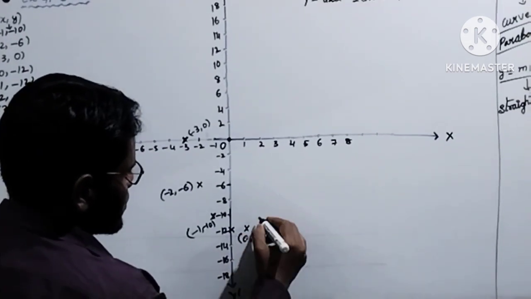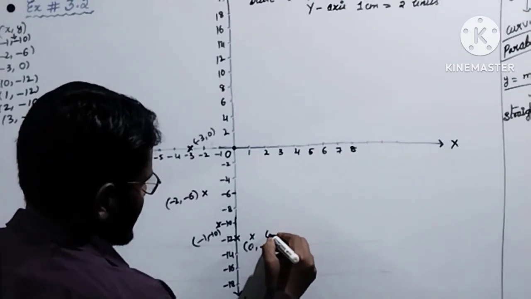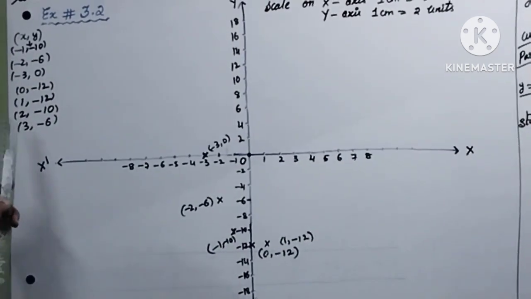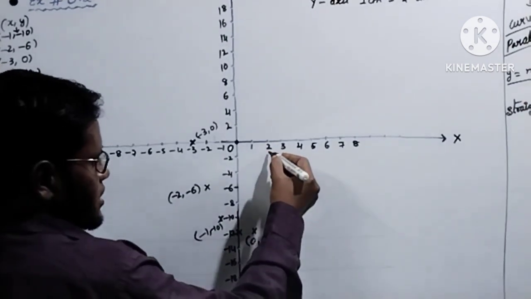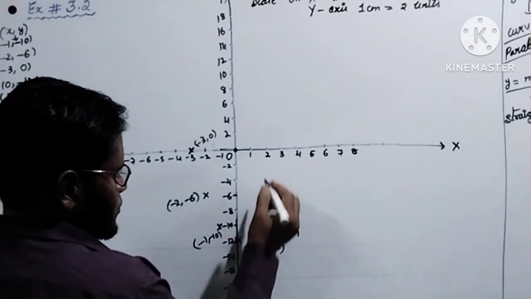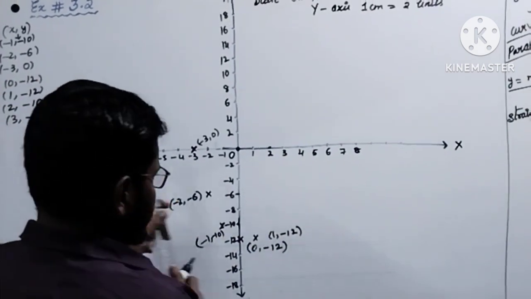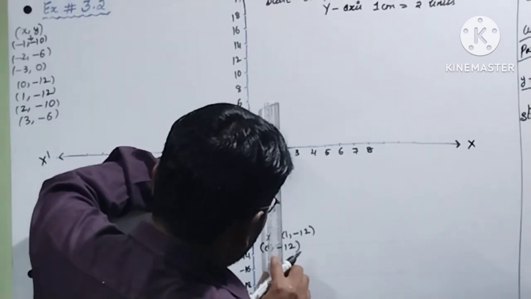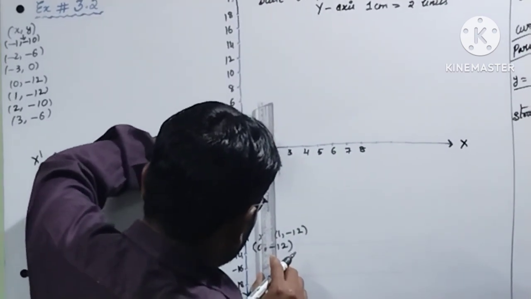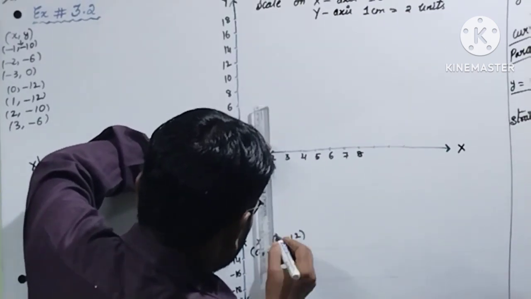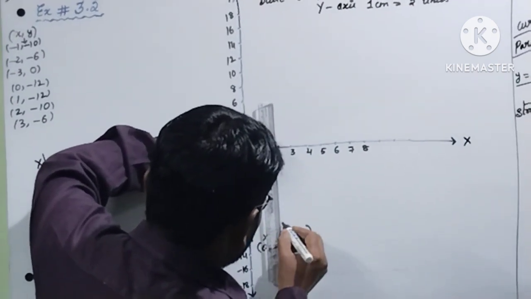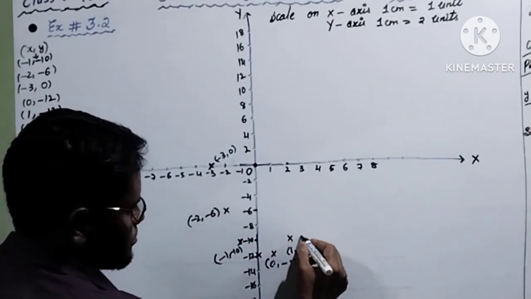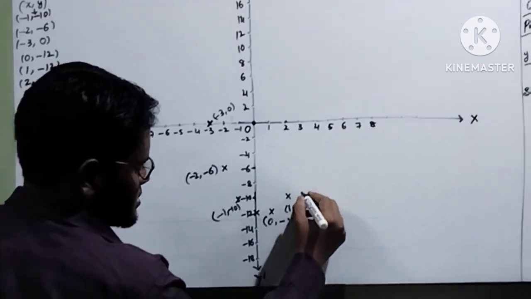This point is how much here? Minus 1 comma minus 12. Then next 2 comma minus 10. This is 2 and y value is minus 10 here. So both are intersecting where? 2 comma minus 10. This point. Okay, 2 comma minus 10.